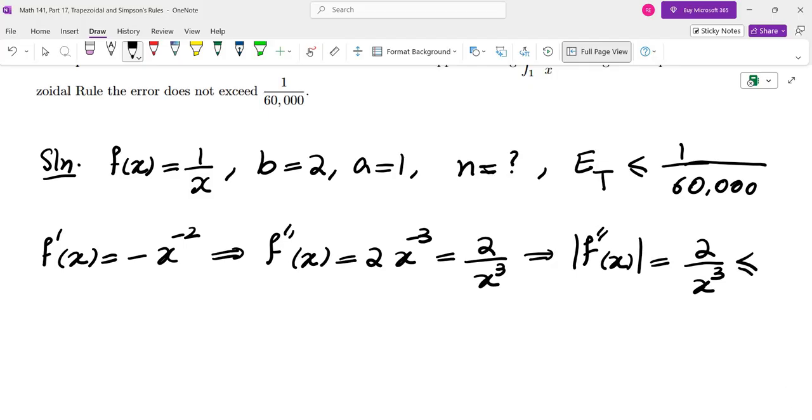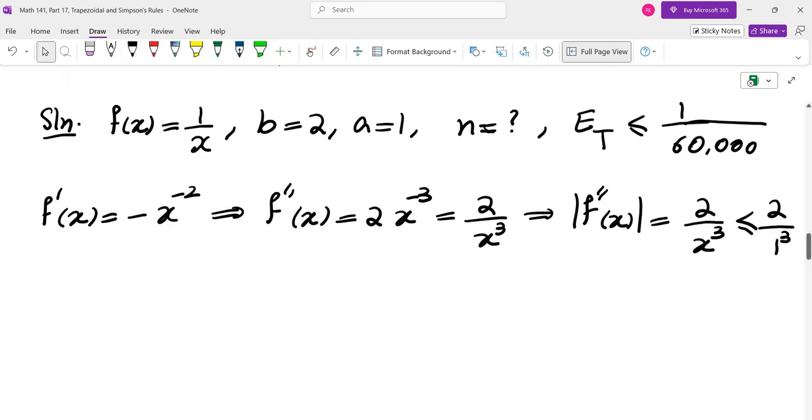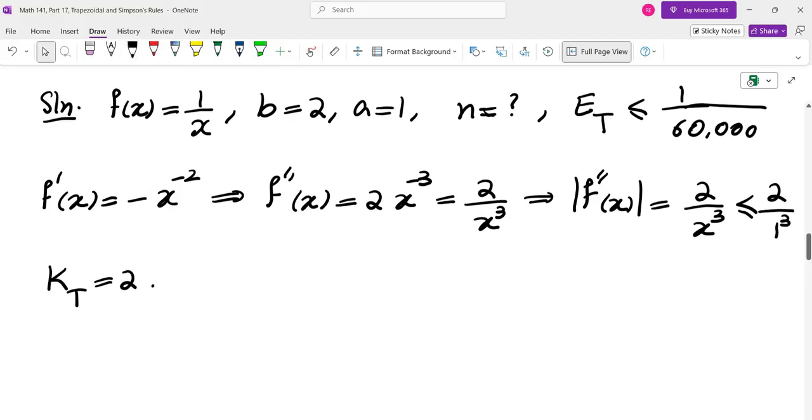So what is the largest value of this expression? Well, because x is between 1 and 2, the smallest value of x is 1. Because it's in the denominator, the largest value would be 2 over 1 cubed. So that tells us that K sub t is equal to 2.